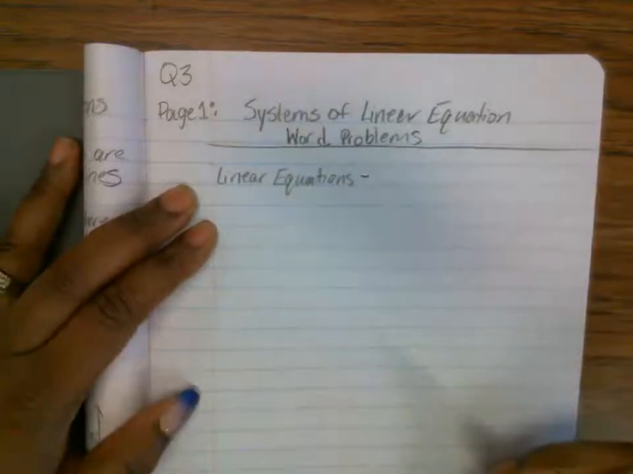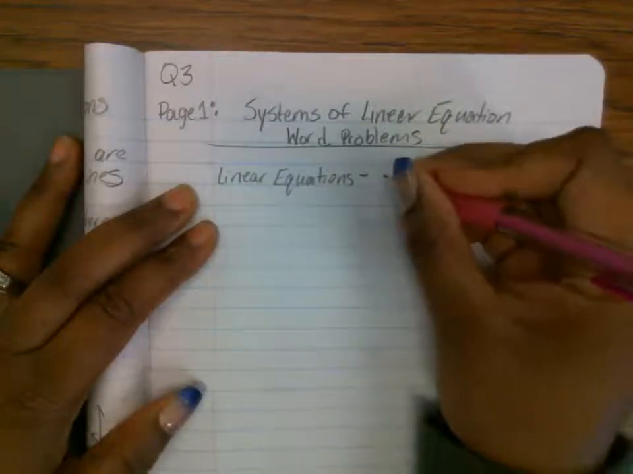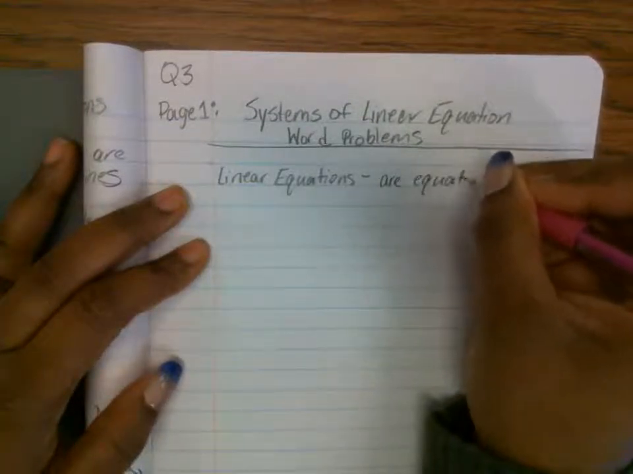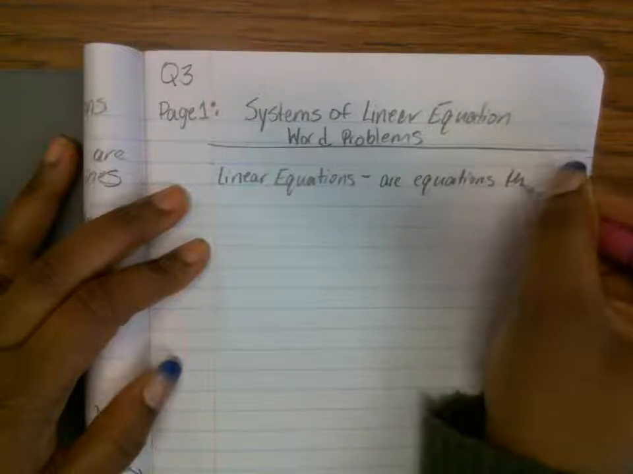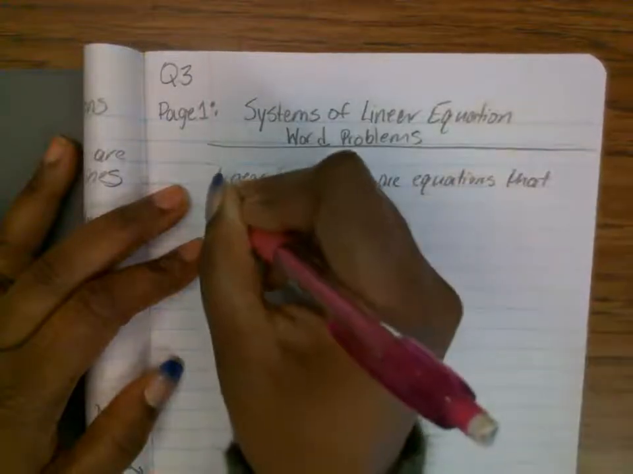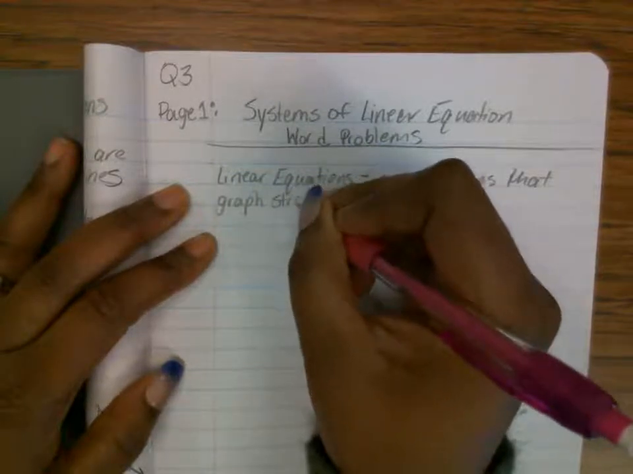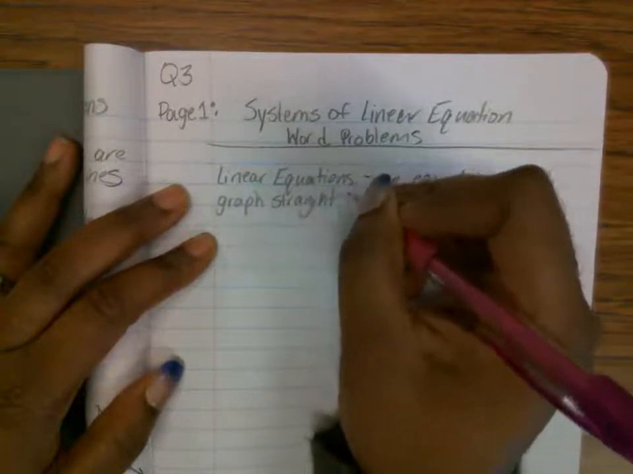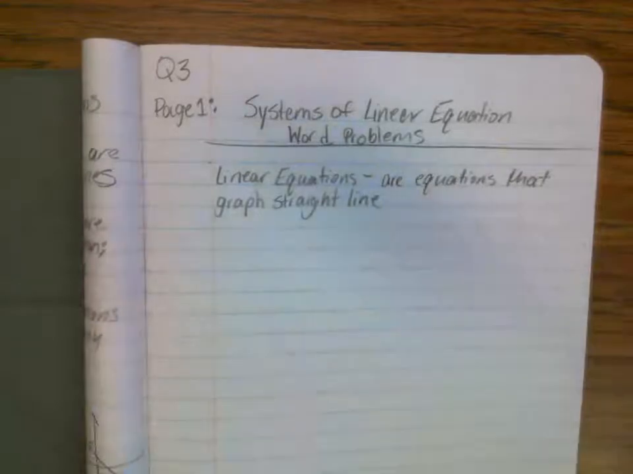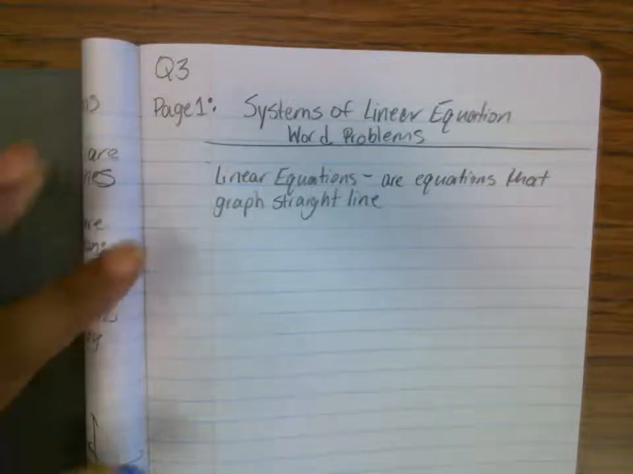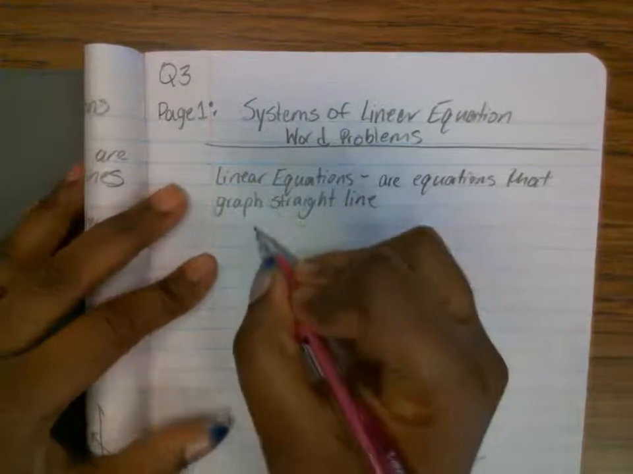So we're going to write linear equations are equations that graph straight lines. Okay, so these are equations that when you graph them, it's going to form a straight line. Okay, here are some examples of what they look like. We're going to do 4 examples.